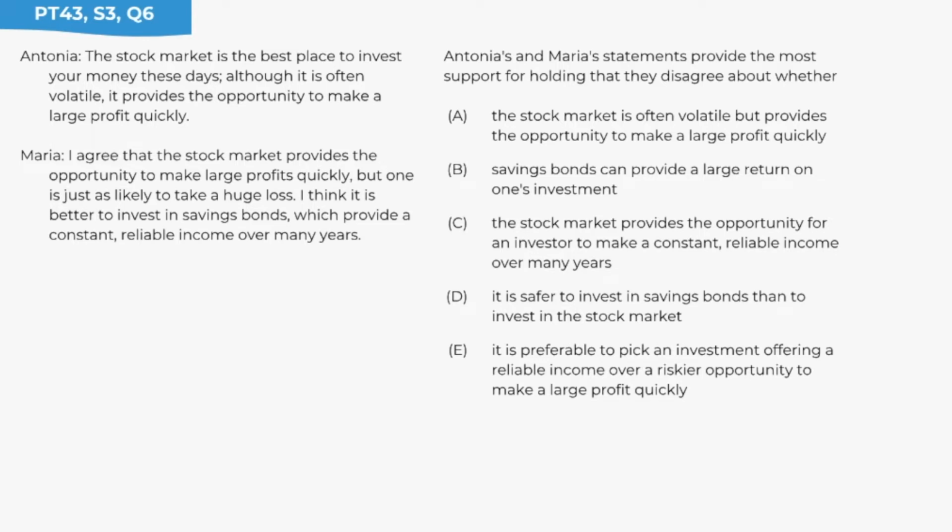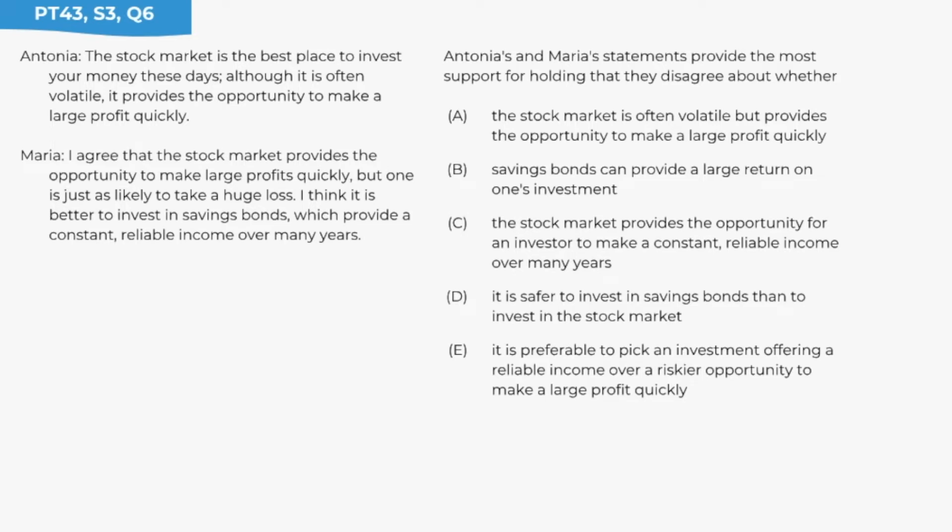All right, welcome back. So Antonio says that the stock market is the best place to invest your money these days. Although it is often volatile, it provides the opportunity to make a large profit quickly. And Maria says, I agree that the stock market provides the opportunity to make large profits quickly, but one is just as likely to take a huge loss. I think it is better to invest in savings bonds, which provide a constant, reliable income over many years.